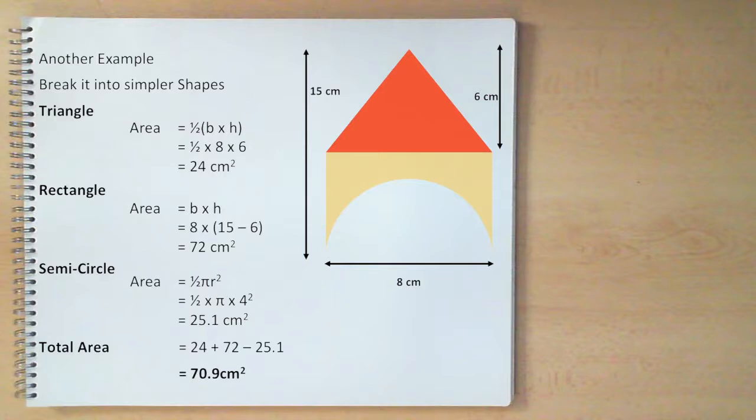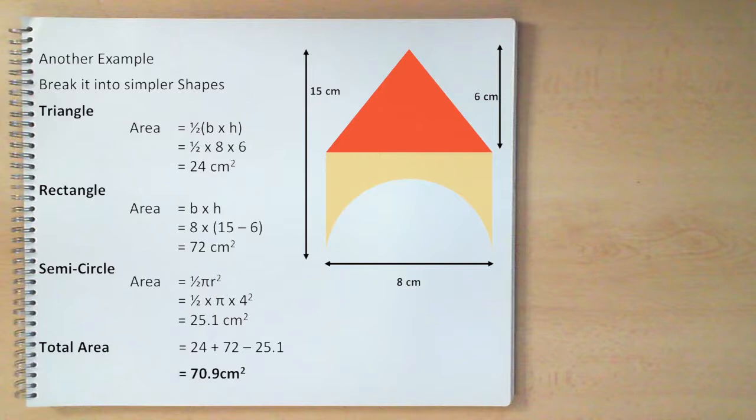In the example we've just looked at, you can see that we've been given the total height of 15 and we were given a height of 6 for the bit at the top. That gives you a hint that the bit at the top is separate, and it also gives you a hint of what the bit at the bottom looks like.